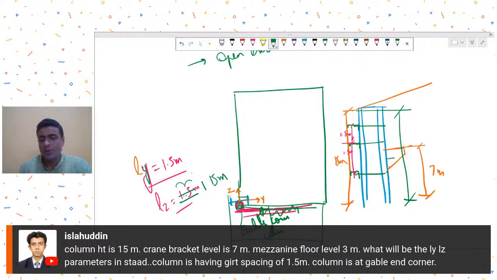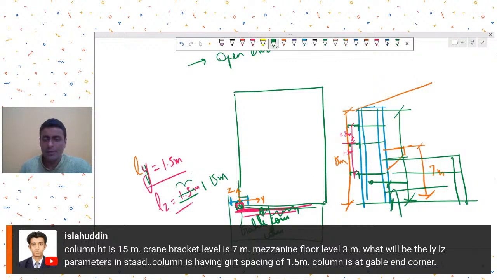Unless you have that mezzanine which has a proper supporting arrangement like this, then maybe in the lower portion where you have that mezzanine connection, you take LZ equal to 3 meters over here, and above that you take LZ of 12 meters. But if that mezzanine connection is not proper, you take that LZ as full column height, 15 meter.